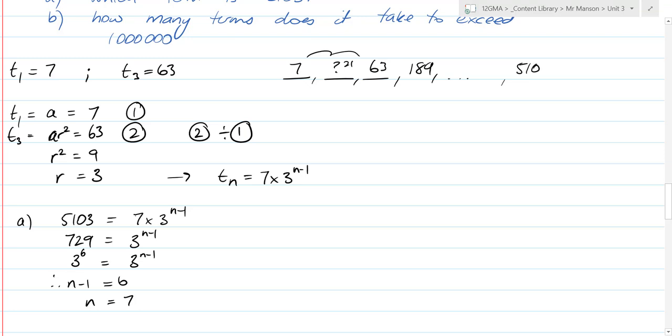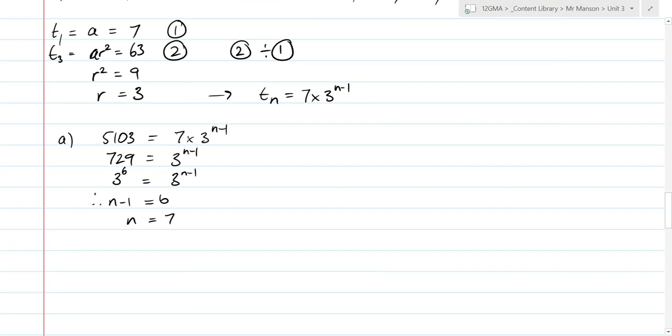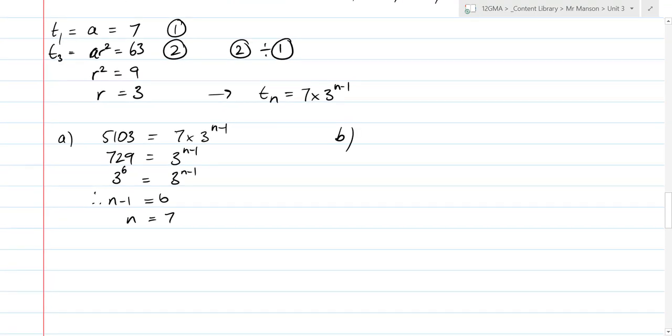Part B says, when is it first over 1,000,000? This is a bit trickier. So 1,000,000 equals 7 times 3 to the power of n minus 1. Playing around with the sequence in full is a bit of a waste of time, and 1,000,000 is going to be a number that doesn't actually exist in our sequence. So there'll be a term n, like maybe term 10 will be a little bit less than 1,000,000, and then term 11 will be a little bit more than 1,000,000, and we want the answer therefore to be 11. So we need to find that point. Which one crosses over the 1,000,000 boundary? None of them will equal 1,000,000.